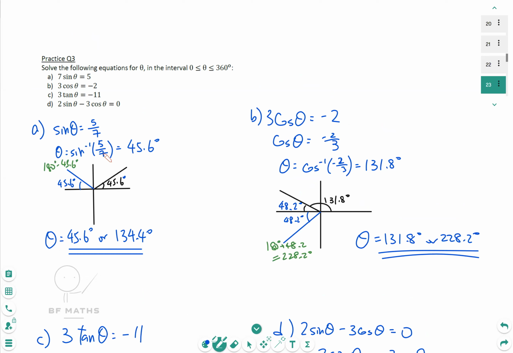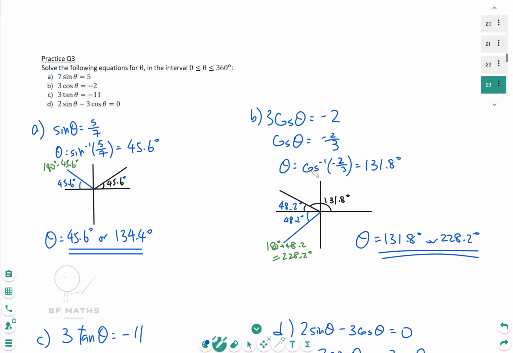So two answers. You must also write down your final answer in one line like this, okay? You cannot just leave it like in the class diagram. Question B: divide by 3. Don't forget to put negative. When you inverse cos, you get 131.8 degrees. So you work on the angle from the x-axis, that's 48.2 degrees.